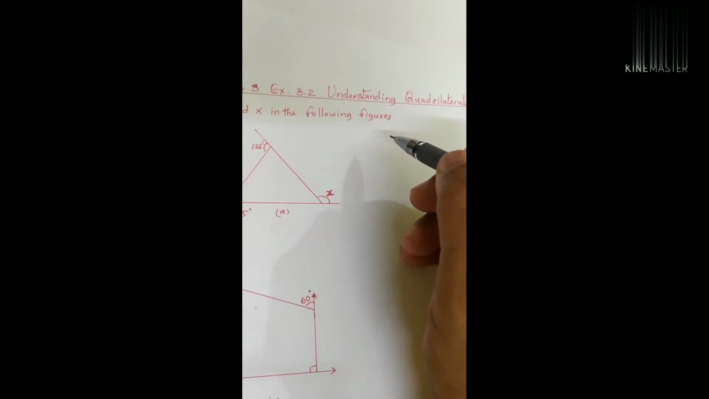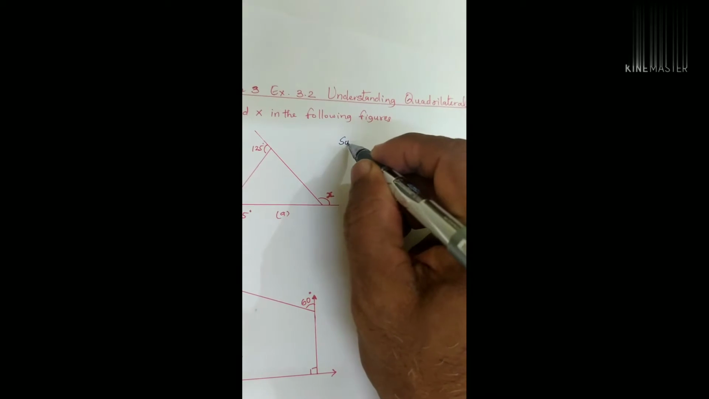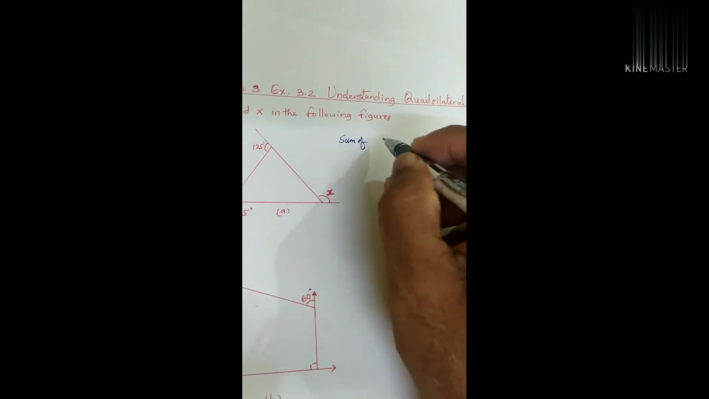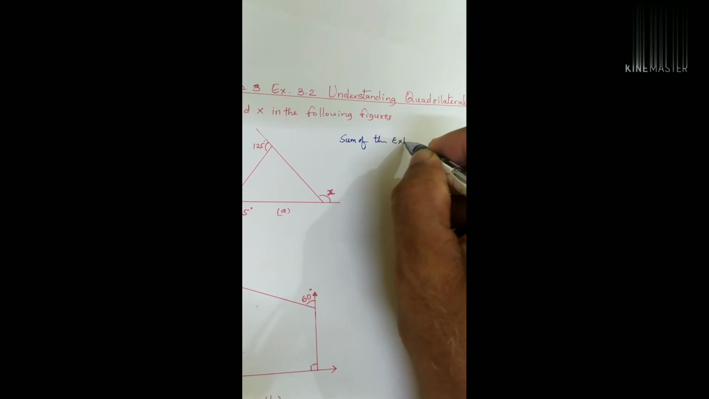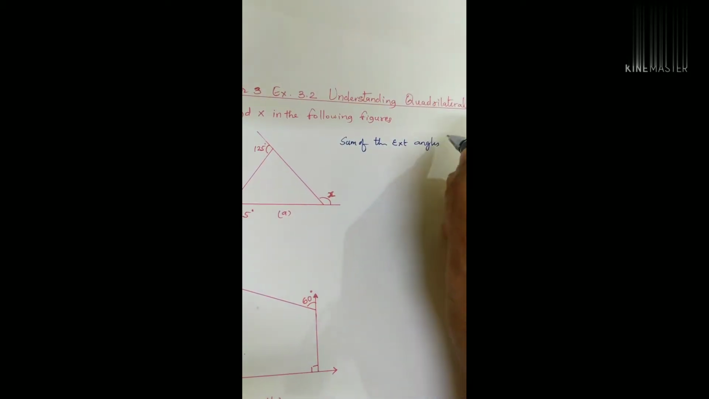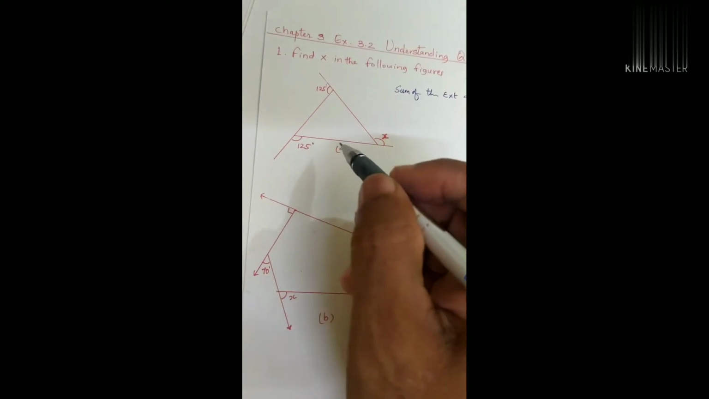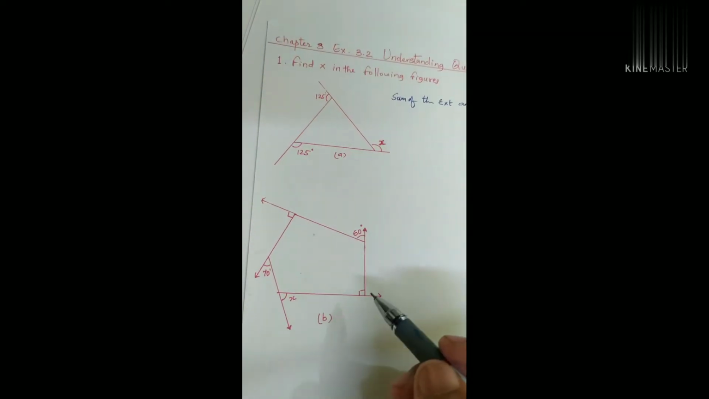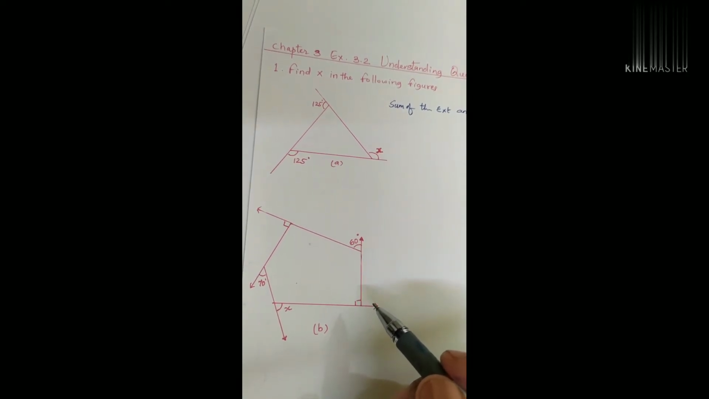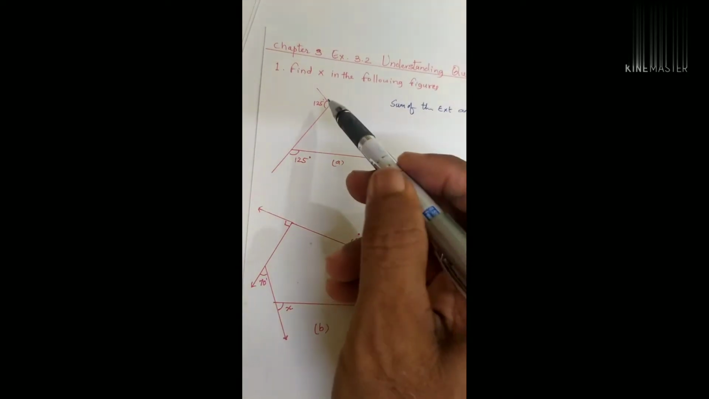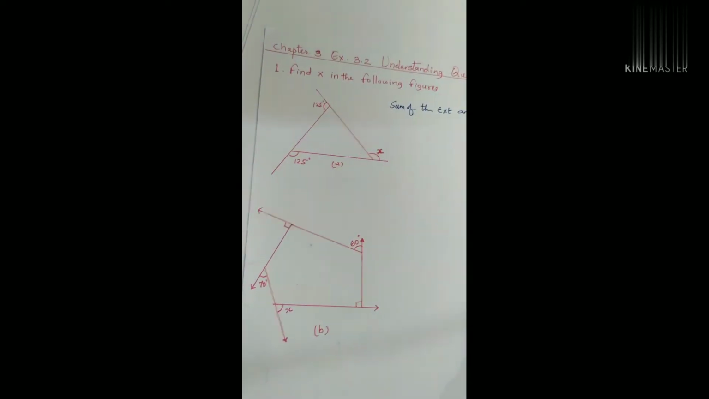It is based on only one fact: the sum of the exterior angles of a polygon is 360 degrees. Now that polygon may be a three-sided figure, or the next figure we can see there are 5 sides. It can be any type of a figure. So we will add these three and we will equate it to 360.